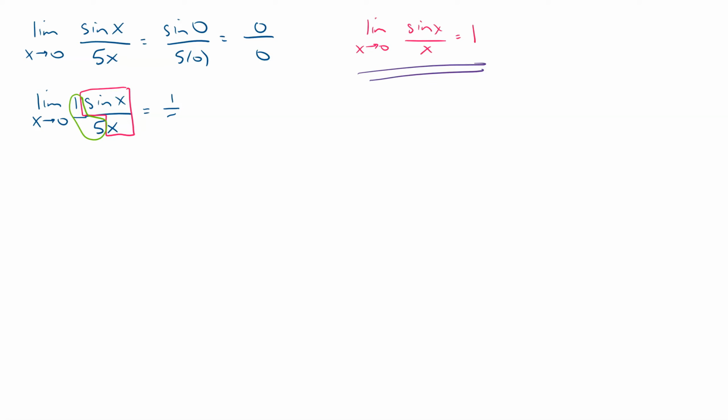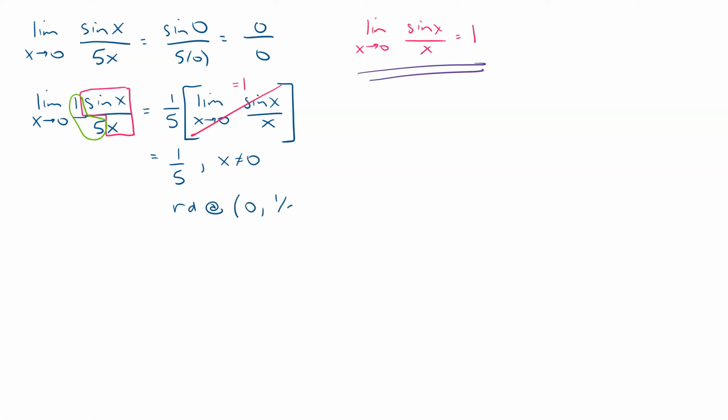So I can pull out this 1/5, and I have 1/5 times the limit as x goes to 0 of sine x over x. This limit part, the limit as x goes to 0 of sine x over x, is simply going to equal 1. So I now have 1/5 times 1. My answer is 1/5. There's still a restriction where x can't be 0, and there's a removable discontinuity at 0, 1/5. Try this problem, see what you can come up with.